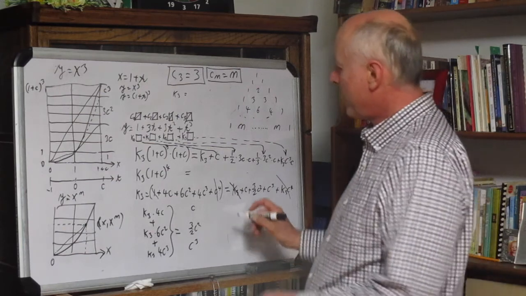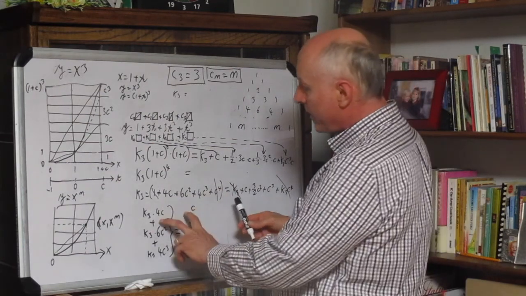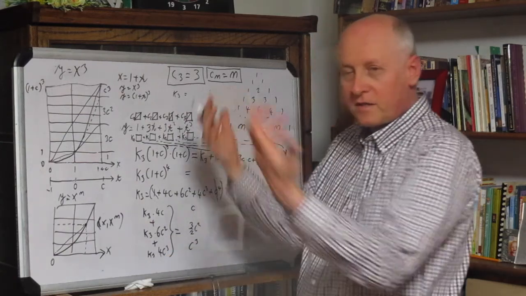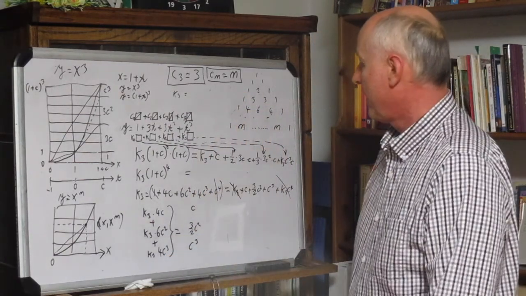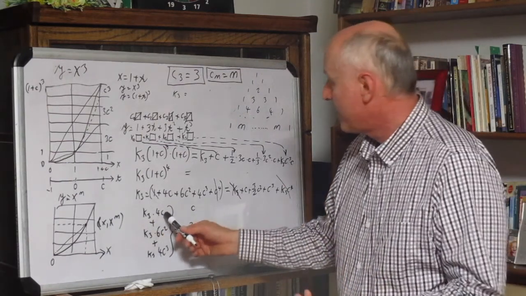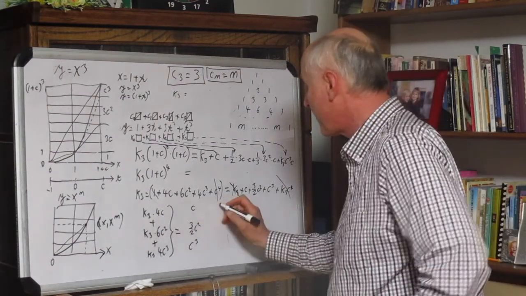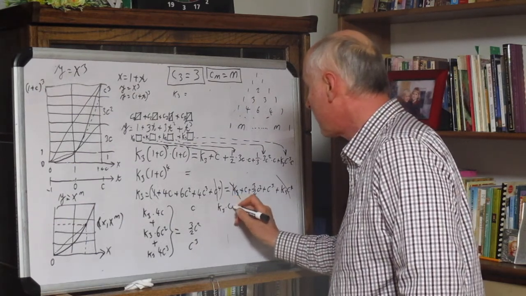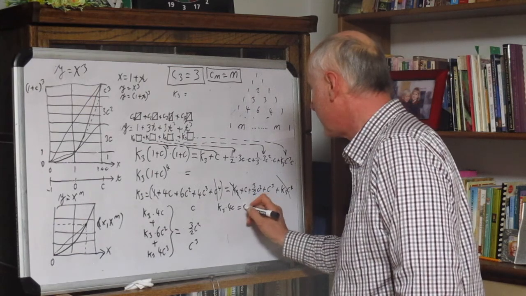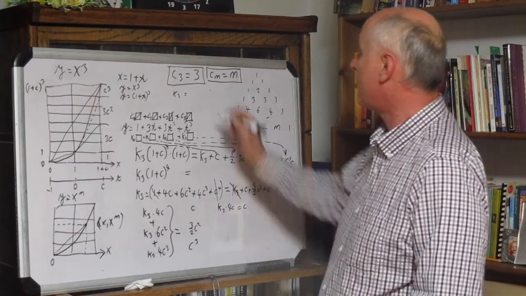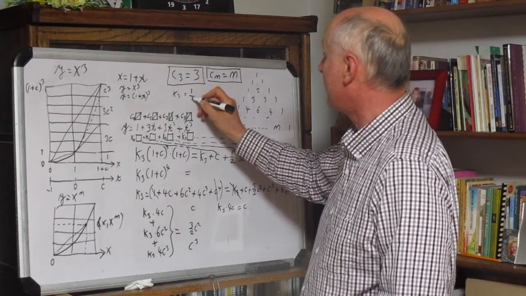Well, look at what we have. Collect your C's, collect your C squared and C thirds. You treat them separately. And look, from here you can see that C cancels C. From here you can say K3 times 4C equals 1C, right? And that immediately gives us K3 equals 1/4, which we kind of knew already, right?